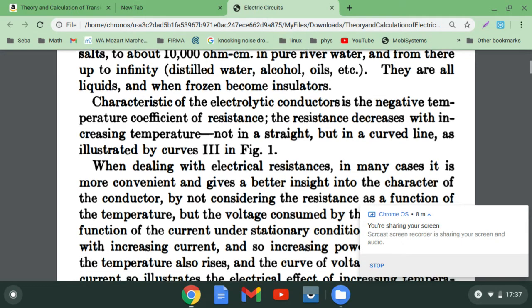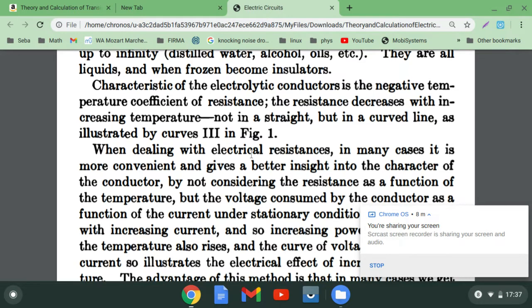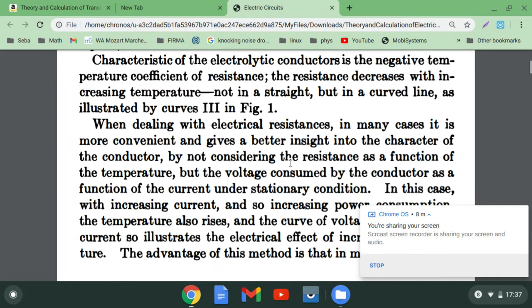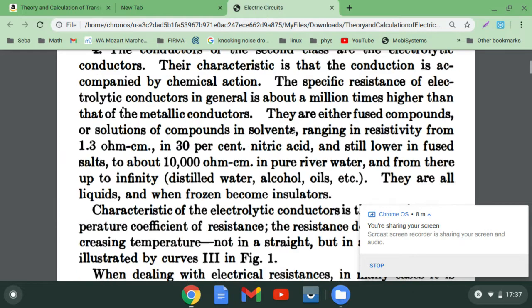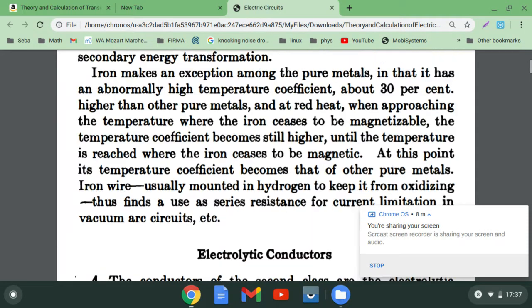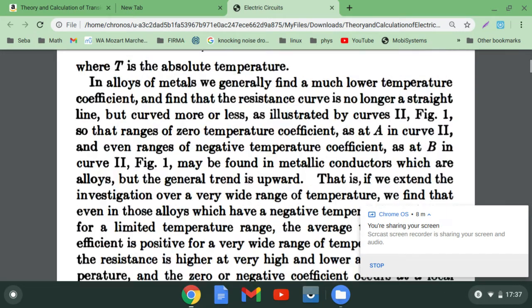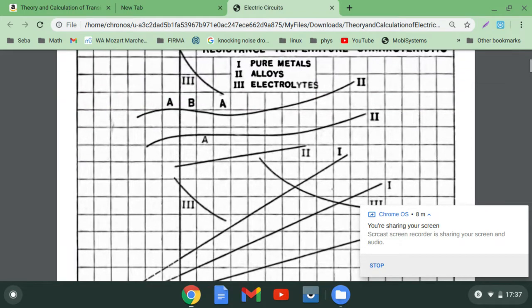Characteristic of electrolytic conductors is the negative temperature coefficient of resistance. The resistance decreases with increasing temperature, not in a straight line, but in a curved line, as illustrated by curve 3 in figure 1.